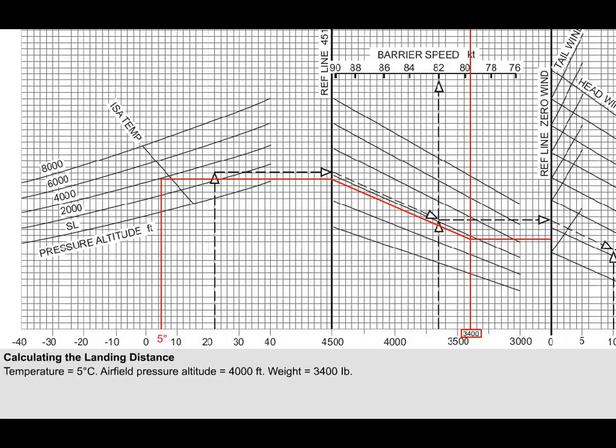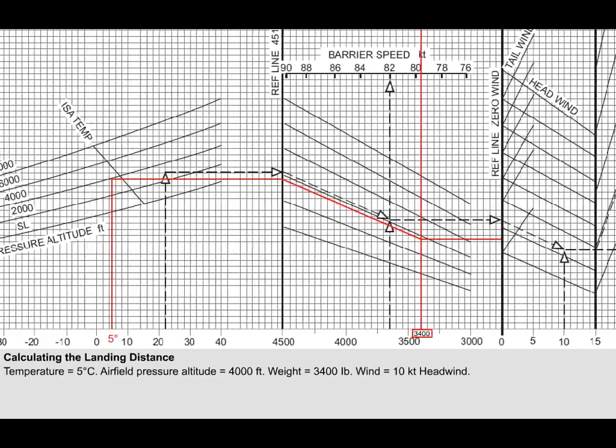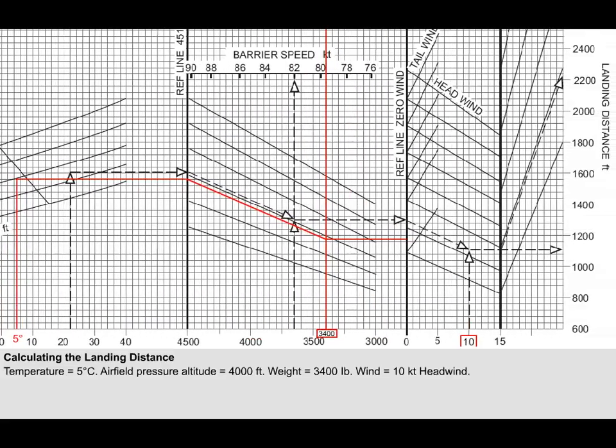The next variable is wind. In our example, we will assume a 10-knot headwind. Notice, though, that the slopes of the headwind and tailwind lines are different. We therefore recognize that the 150% tailwind and 50% headwind rules that you learnt about in the General Principles for Landing lesson have already been applied.